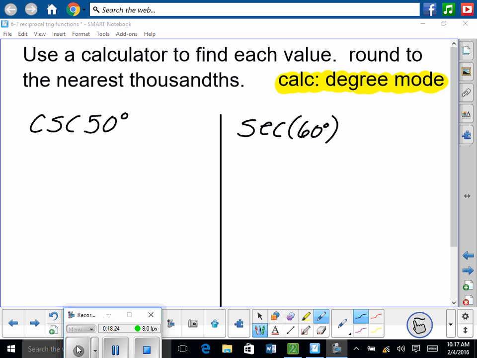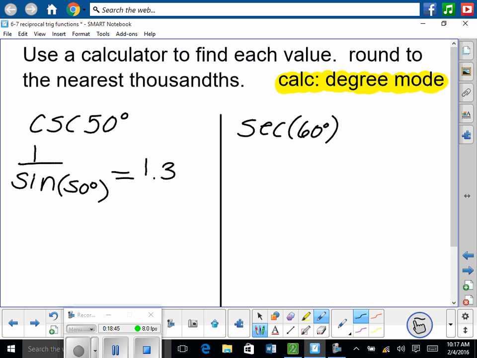Now calculate. First of all, we have to think about what is cosecant. Isn't that 1 over sine, right? So we're really doing 1 divided by sine of 50 degrees. Just type it in your calculator: 1 divided by sine of 50 degrees. What's the decimal? 1.31. Okay, awesome. Does everybody see how to do that? It was super easy, just using your calculator.